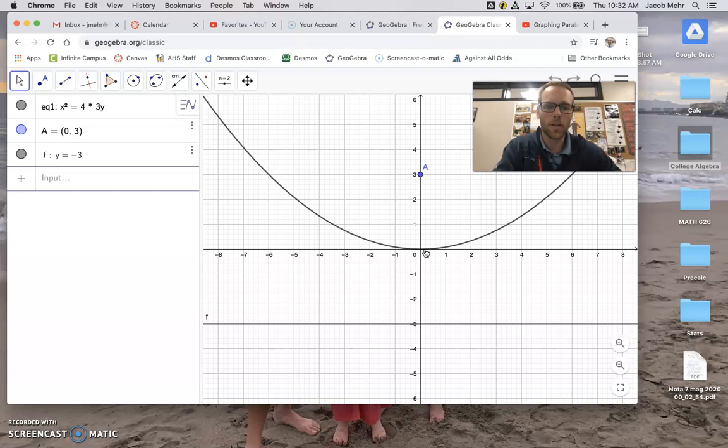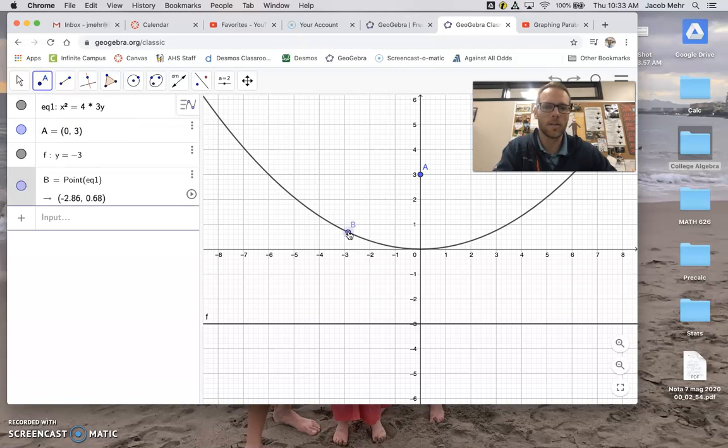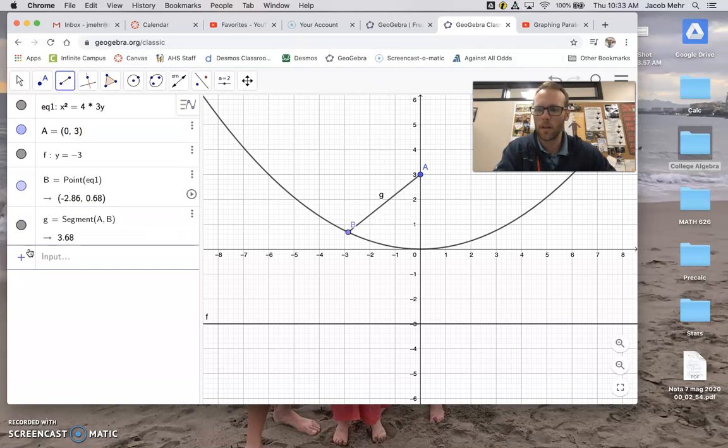So if that's true for this point, is it also true for other points on the parabola? So let's put a point on our parabola. Okay, let's say we go right there. And we want to know, is this distance the same as the distance to the directrix? So let's make a segment to take the distance from there to there. Notice it's this value g, which is about 3.68 right now, and that will change as we move it around.